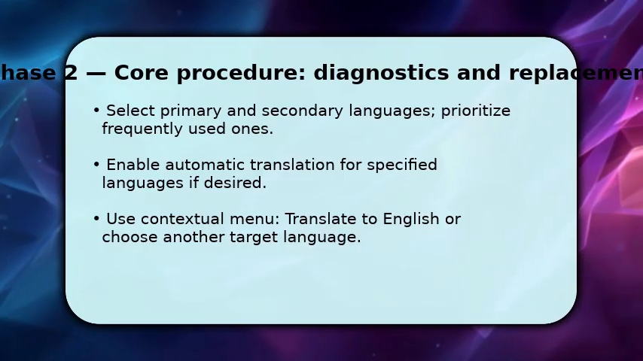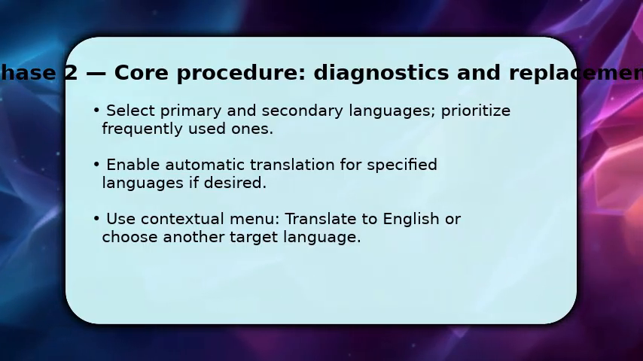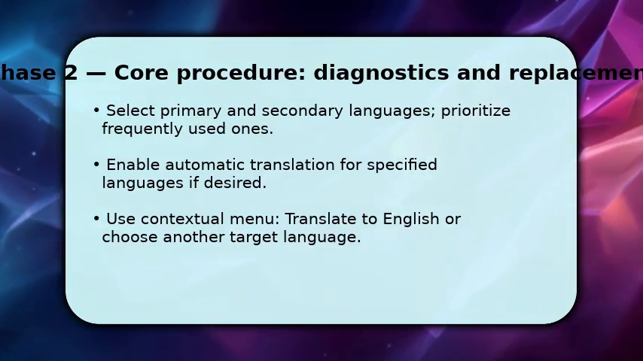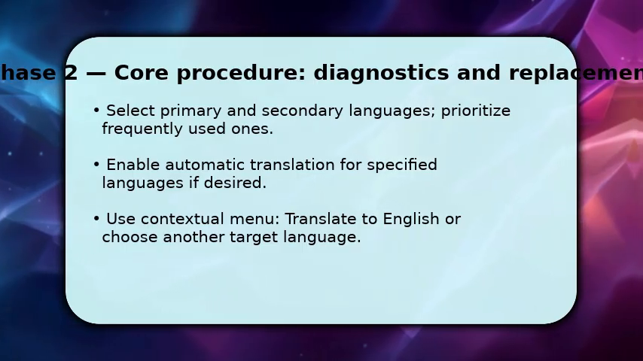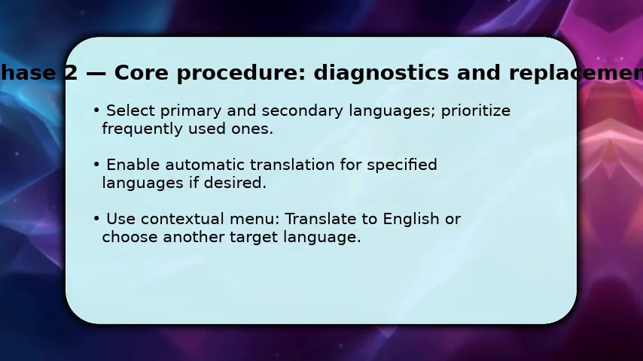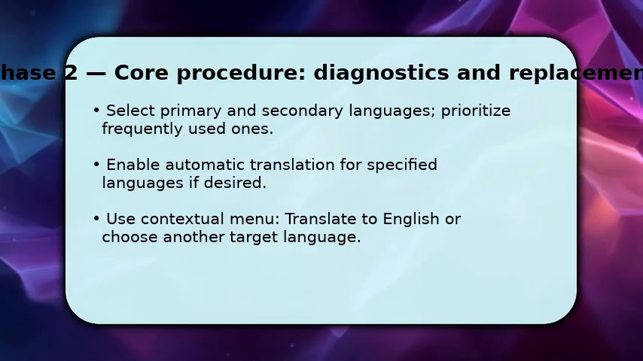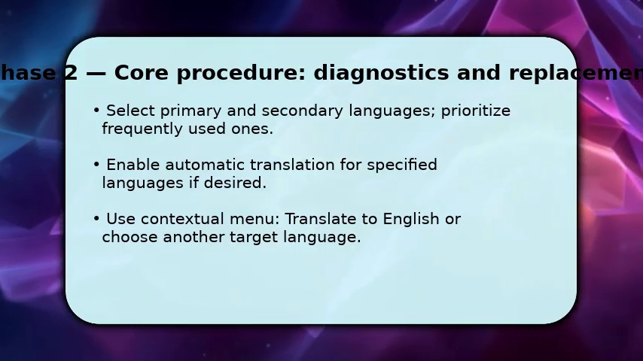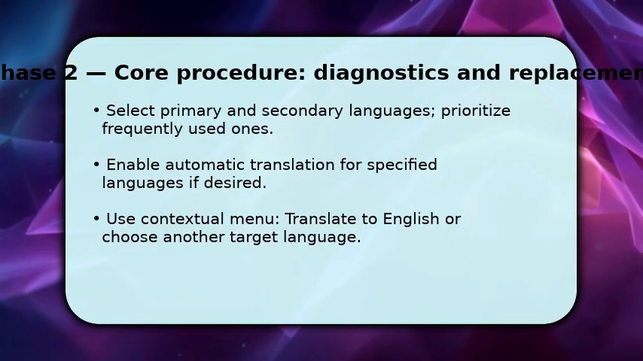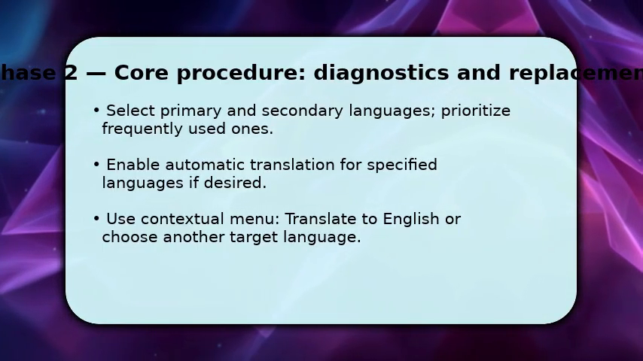Now you refine how translations behave so results are accurate and fast. In Safari language settings, arrange your preferred languages and add secondary options. This helps Safari detect intent and keeps translations consistent. Once done, enable automatic translation for languages you read often, which skips manual taps.